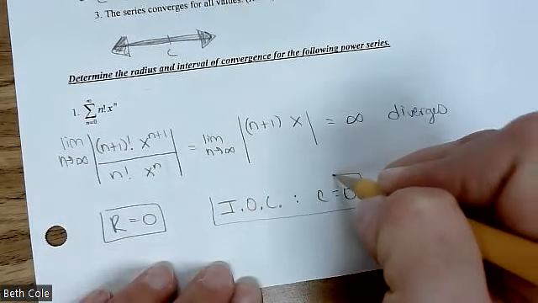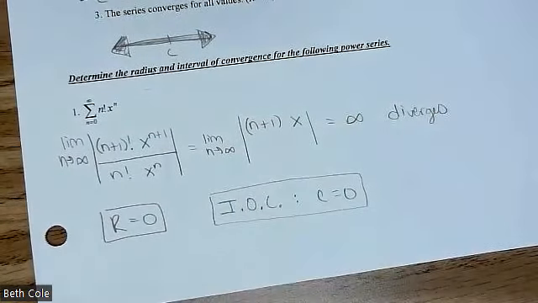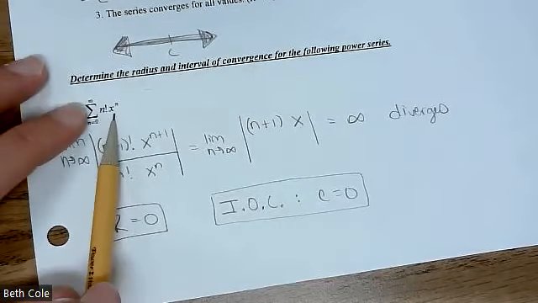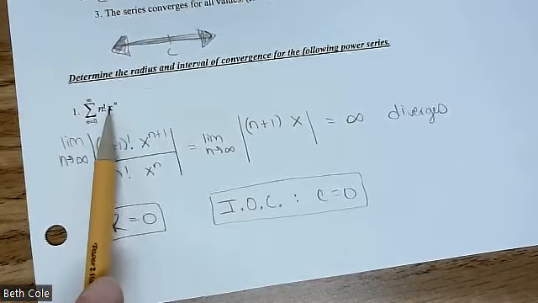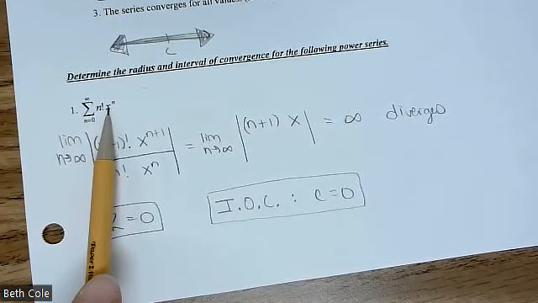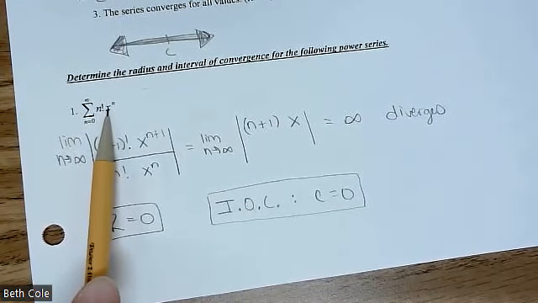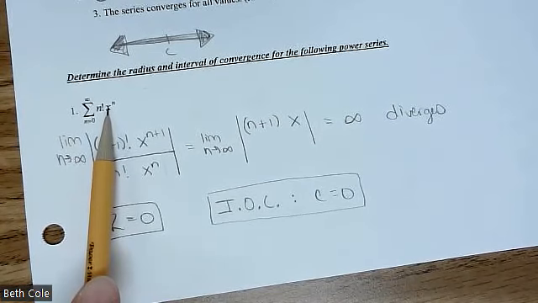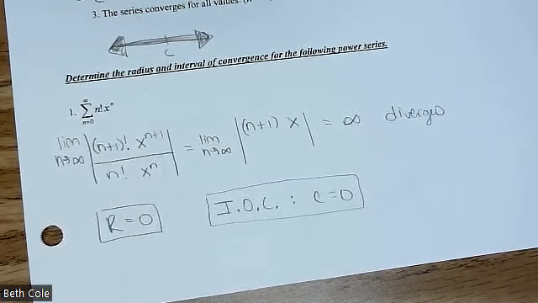And everyone's usually like, how do you know it's 0? How do you know it's not centered somewhere else? Look at the original problem. Do you see how that's just an x? Like it's not an x minus 5 or an x plus 2 or something. Do you get what I'm saying? It's 0. Most of the time it's 0. Okay, so that's what it'll look like if your radius of convergence is 0.